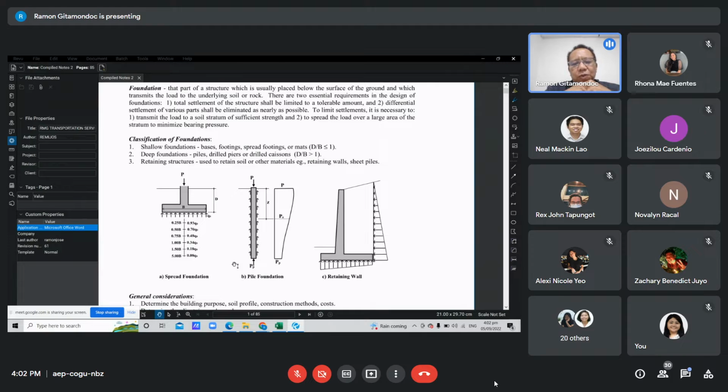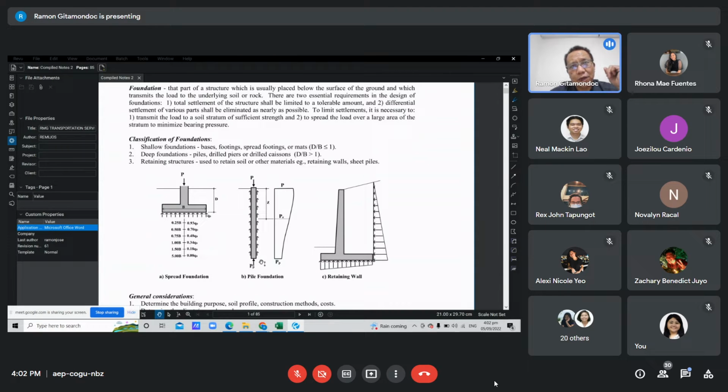Then in figure B, you have the pile foundation, which is an example of a deep foundation. So the pile will transmit the load to the soil by two components. We have here the friction between the pile and the surrounding ground or soil. So that is called skin friction. And at the tip of the pile, you have here the point bearing reaction.